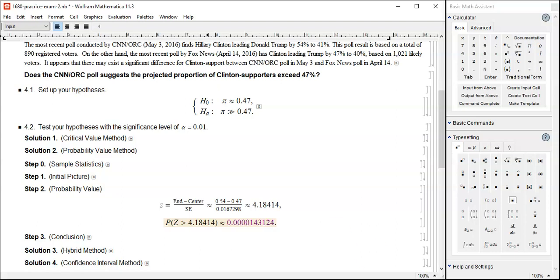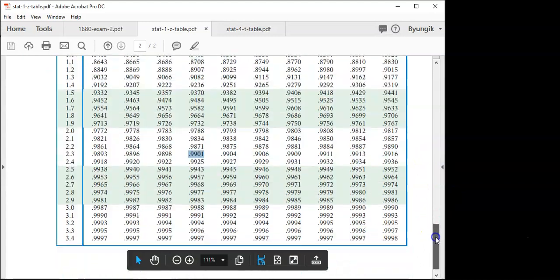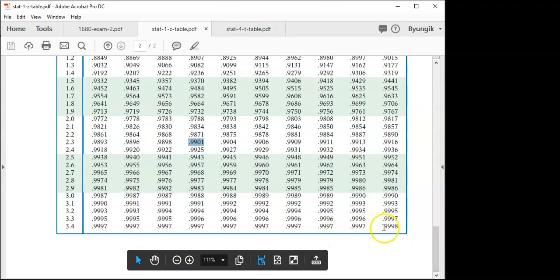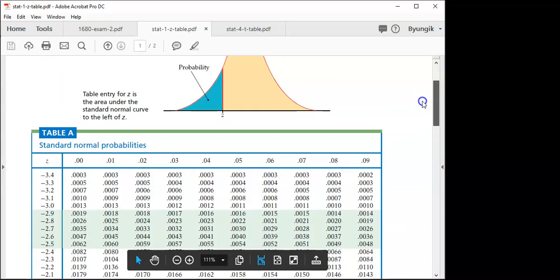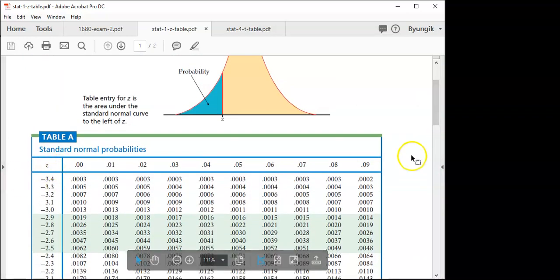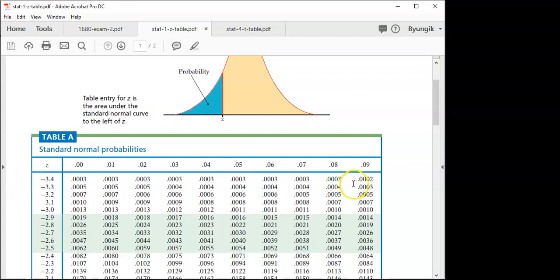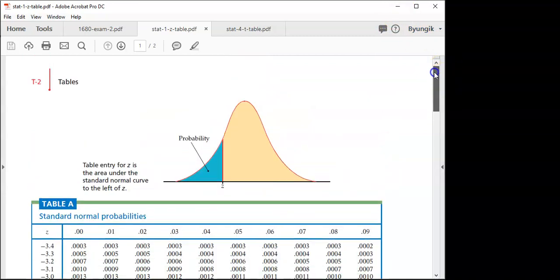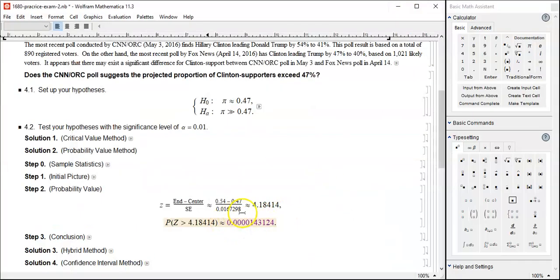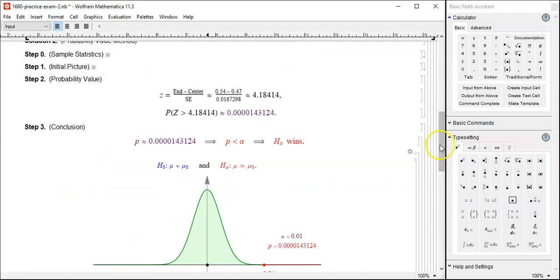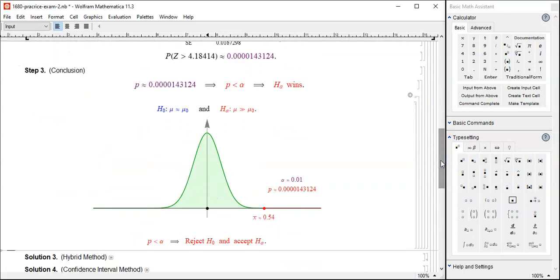So small that it doesn't even appear in the standard z table. I mean, it ends at 3.4, and as you can see, 3.49, really, 0.9998, and then negative 3.4 something, 0.0002, it's this small, really small, and then we're talking about 4.18, that's even bigger, so even smaller probability that null is right. So clearly, null is rejected and the alternative wins.